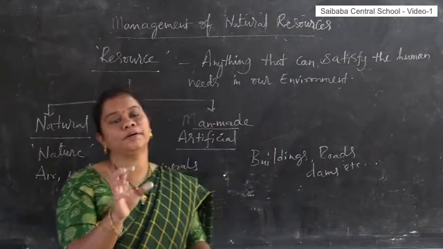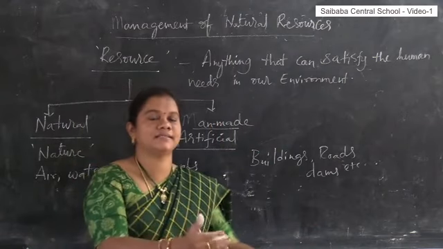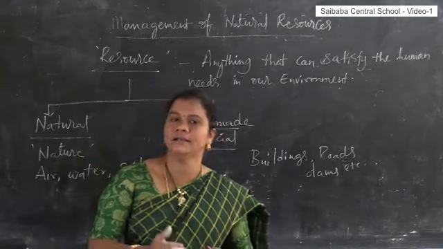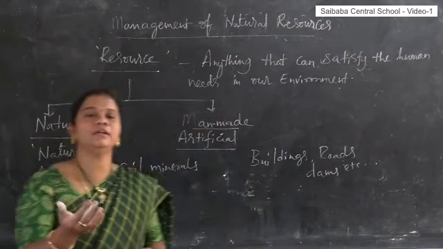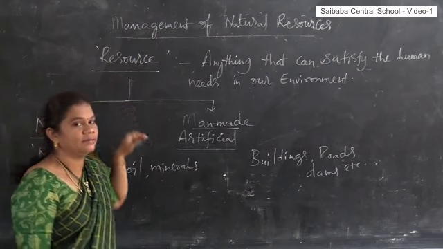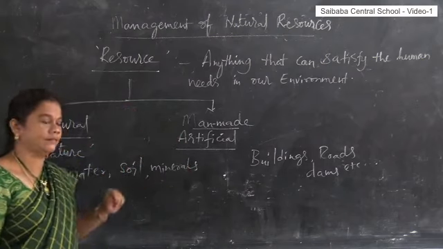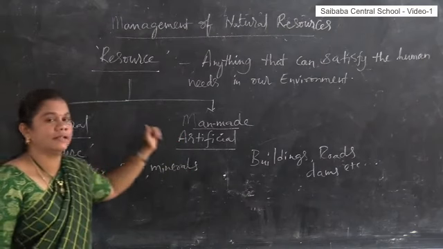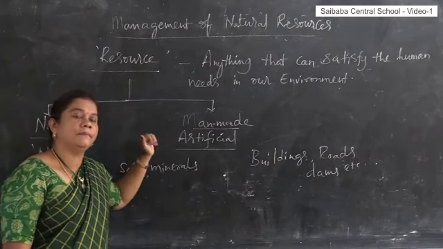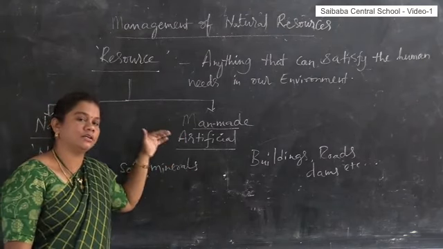So these are all satisfying our needs, but they are made by man. So such a group of resources which are made by man and satisfying our needs are called man-made or artificial resources. So like this, resources in the environment are broadly categorized into two types. They are natural resources, and the second group is called man-made or artificial resources.